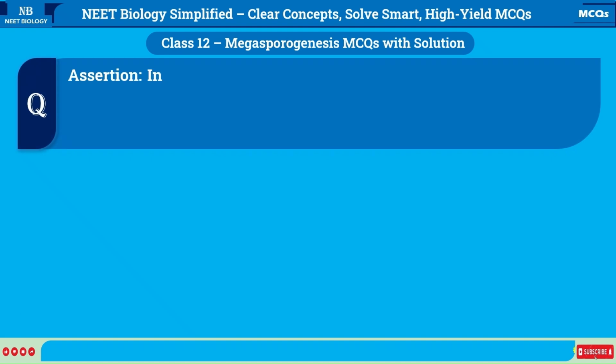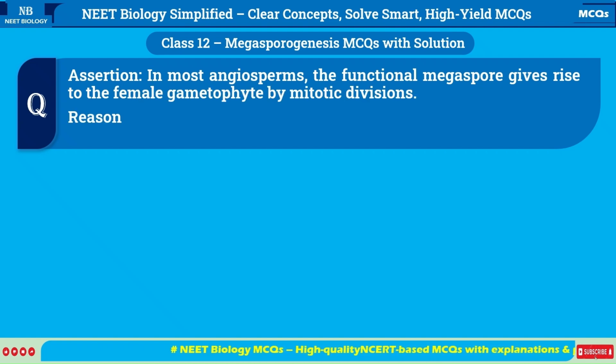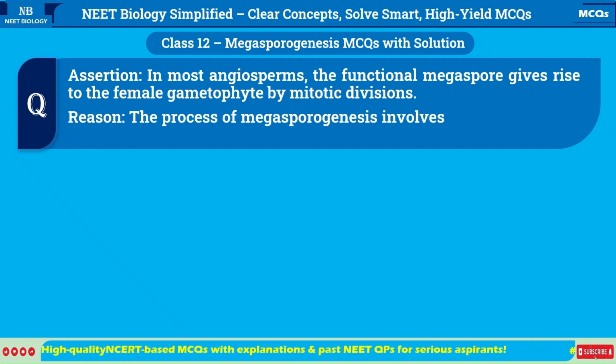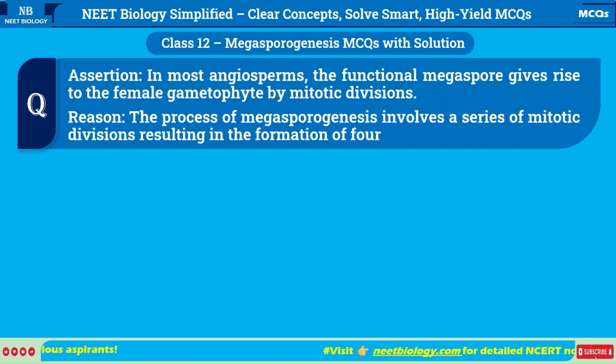Assertion: in most angiosperms, the functional megaspore gives rise to the female gametophyte by mitotic divisions. Reason: the process of megasporogenesis involves a series of mitotic divisions resulting in the formation of 4 megaspores.